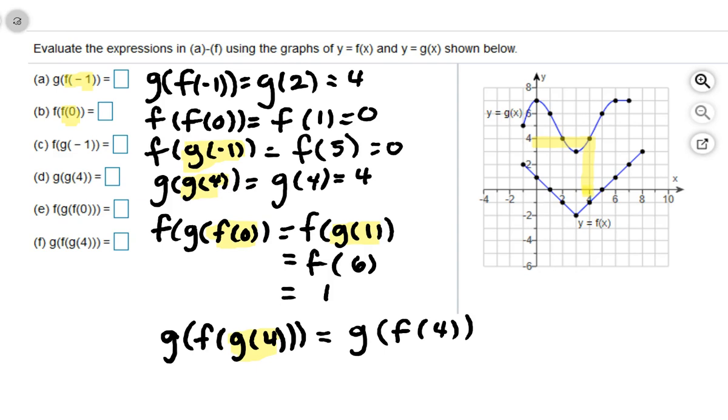Have an x value of 4. We're going to go down to the graph of f. That's a y value of negative 1. Now we need to find g of negative 1. An x value of negative 1, we go up to the graph of g and get a y value of 5. So g of f of g of 4 is 5.